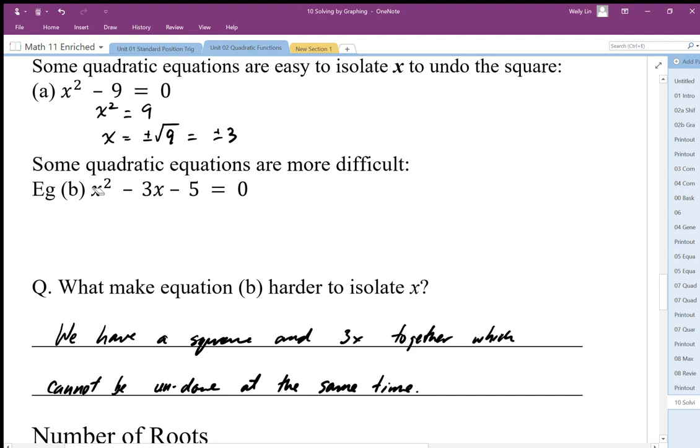So if we knew how to just make this into a times or just into a perfect square, maybe we could solve this. And I seem to recall that we had a way of making this into a perfect square to be able to undo the square.